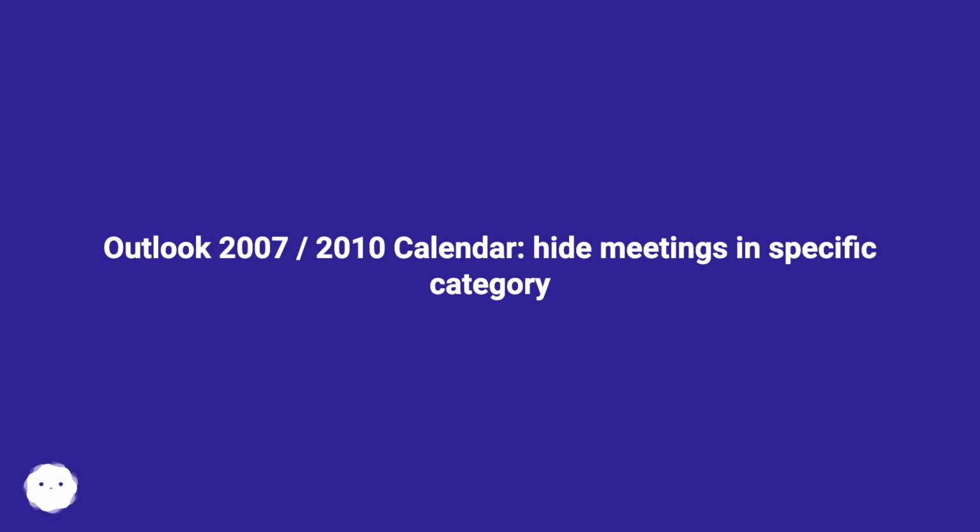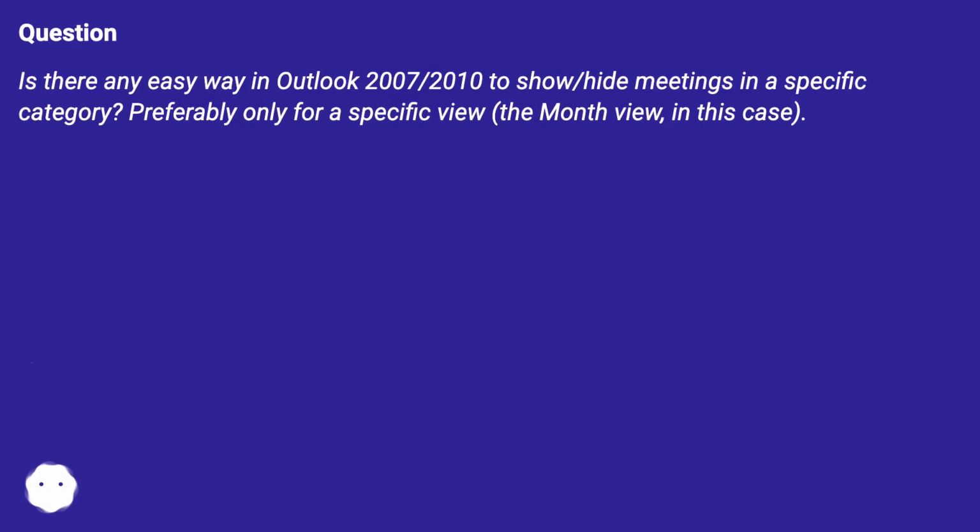Outlook 2007 or 2010 calendar. Hide meetings in specific category. Question: Is there any easy way in Outlook 2007 or 2010 to show or hide meetings in a specific category? Preferably only for a specific view, the month view, in this case.